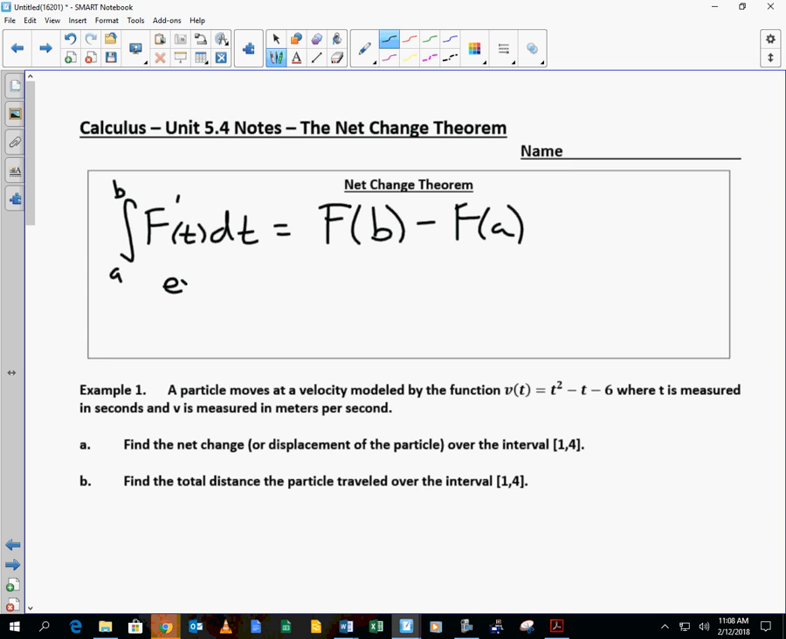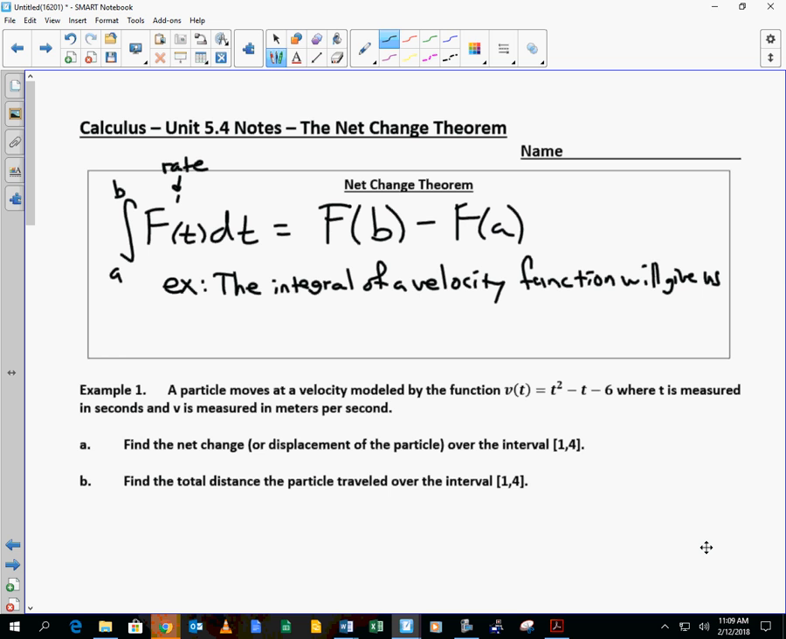So the example I'm going to give to you is that this is a rate function here. So the example is the integral of a velocity function will give us displacement. The integral of a velocity function will give us displacement.